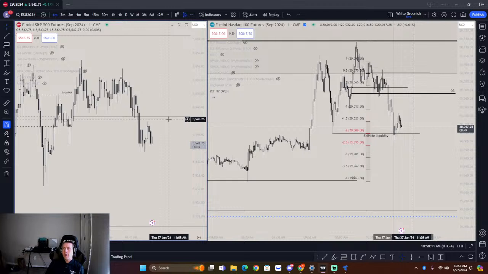Overall though, I think we could see some consolidation here. We'll see if ES wants to displace off this fair value gap. We also do have this breaker.